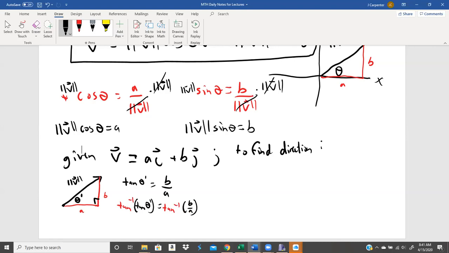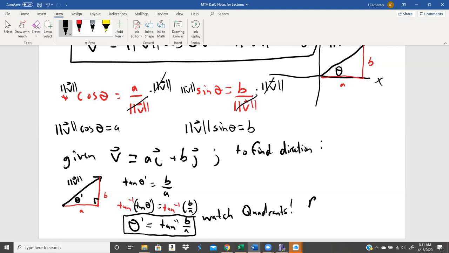So the inverse tangent and tangent cancel as long as we are in the appropriate domain, as long as we are within the appropriate angles, which are quadrant 1 and 4 for tangent. So that tells us that the angle is the inverse tangent of b over a. Now notice that says reference angle. You need to watch your quadrants. Pay attention to where the vector v is.